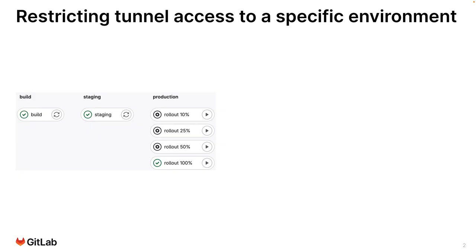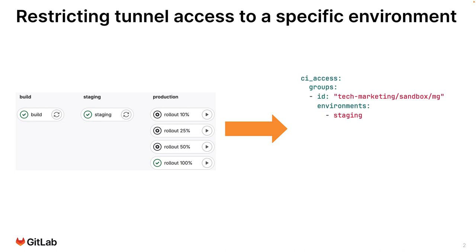On the left side of this image, we see a pipeline execution before any restrictions have been put in place. In order to restrict access to a specific environment, one must add the environment name, in this example we are using the staging environment, to the configuration of the GitLab agent for Kubernetes.